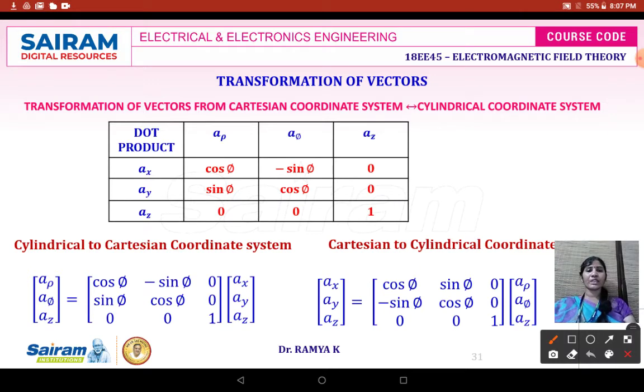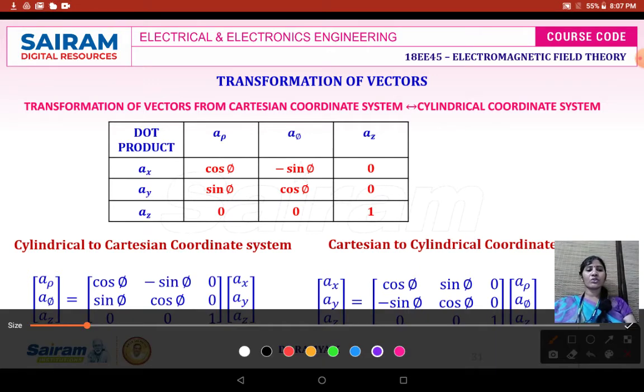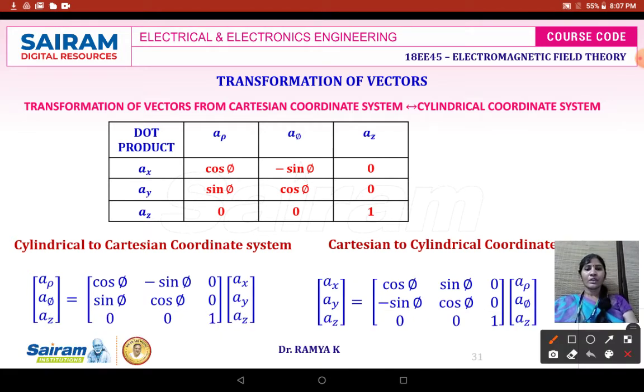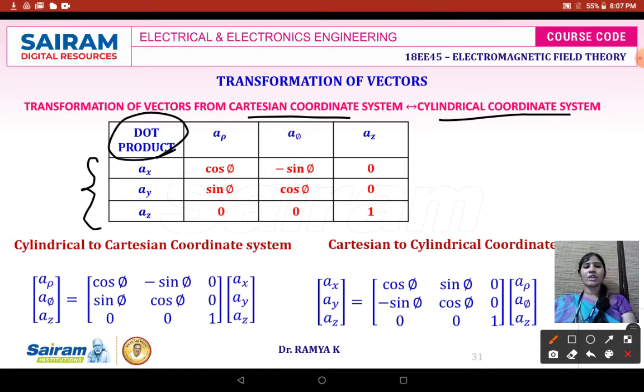The transformation of vector means, from Cartesian to cylindrical coordinate system, how the vector is getting transformed. You could see here it is Cartesian coordinate system to cylindrical coordinate system, and when you identify the dot product, the Cartesian coordinates are going to be ax, ay, az, and the cylindrical coordinates are going to be a rho, a phi and az. Based on the analysis we had earlier, here we'll have cos phi, minus sin phi, 0, sin phi, cos phi, 0, 0, 0, 1.